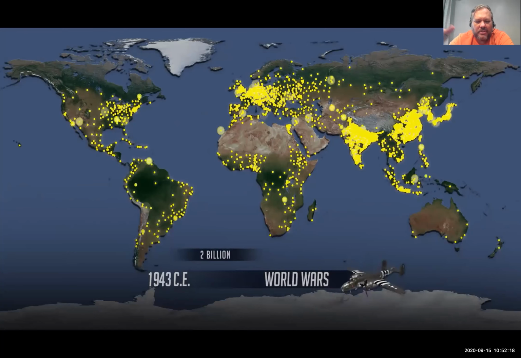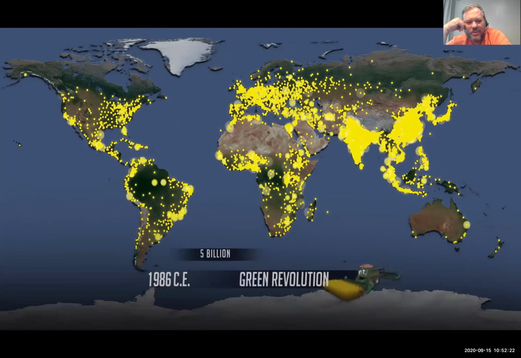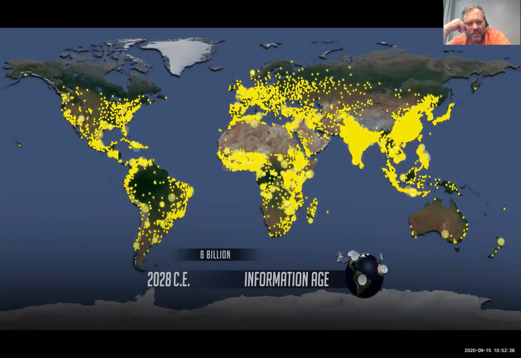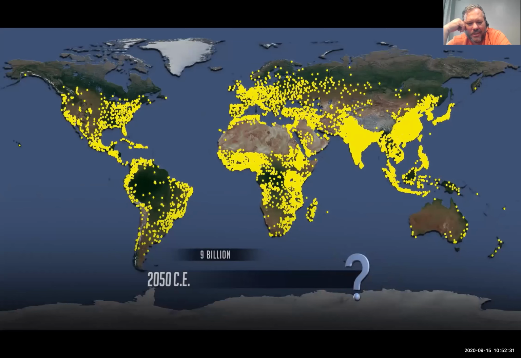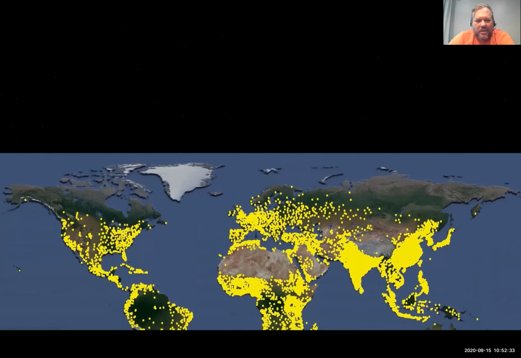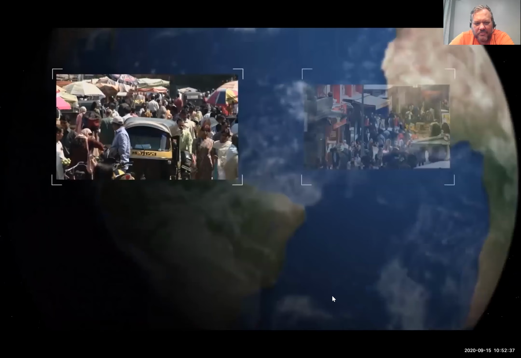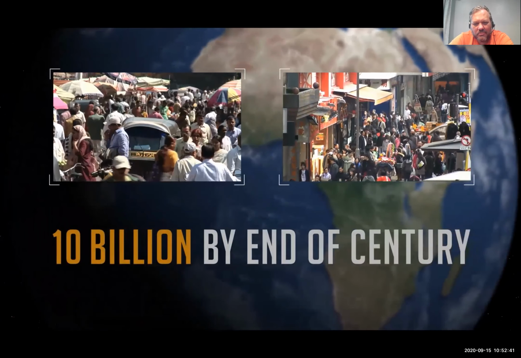So notice the pace of growth. We're talking about why that is. So we're 4 billion, 5 billion, 6 billion, 7 billion, 8 billion. And so they think around 9 billion by 2050. Our population is expected to grow to 10 billion by the end of this century.